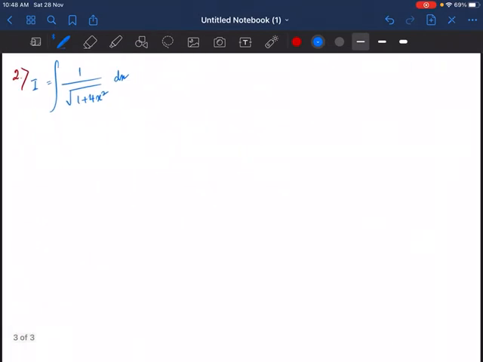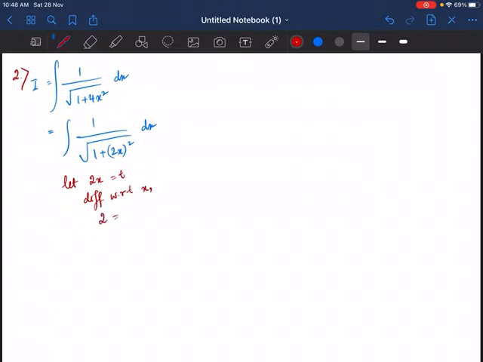So we are going to write here, let's write this one as 1 divided by root over of 1 plus 2x whole square dx. Then we are going to write let 2x is equal to t. So I will assume 2x as t. Then we will differentiate both sides with respect to x. So what you get? This one is 2 and this one you are getting dt by dx. So dx is equal to what? Therefore dx is equal to dt by 2, right?